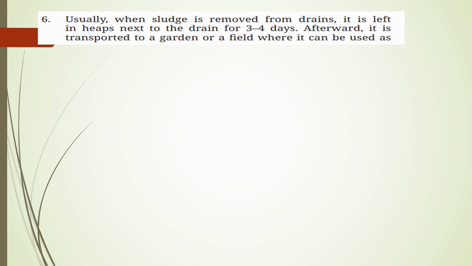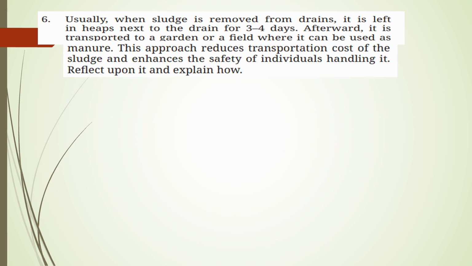Usually, when sludge is removed from drains, it is left in heaps next to the drain for 3 to 4 days. Afterward, it is transported to a garden or a field where it can be used as manure. This approach reduces transportation cost of the sludge and enhances the safety of individuals handling it. Reflect upon it and explain how.